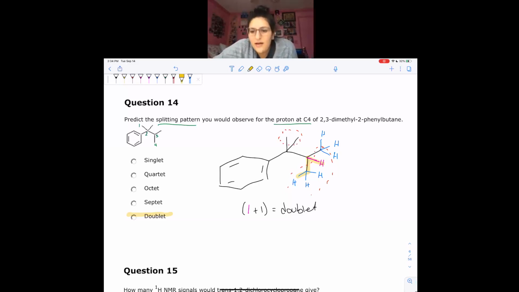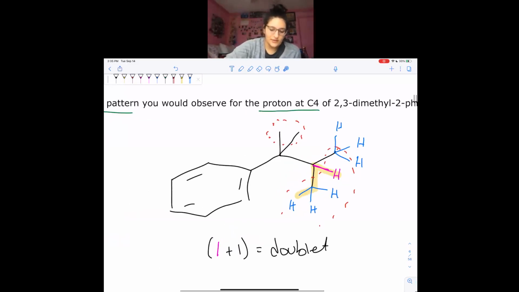I'm very confused. Okay, so Sarah asked, are all the blue ones one signal? Yes, exactly. Since this is symmetrical, all 6 of these hydrogens are one signal with an integration of 6. And we would have the same thing over here. So 1, 2, 3, 4, 5, 6. We were only looking at C4, but that's where the trick is. C4 and the substituent are the same signal. Whichever one of these you chose, the answer would be exactly the same because they are the same signal.